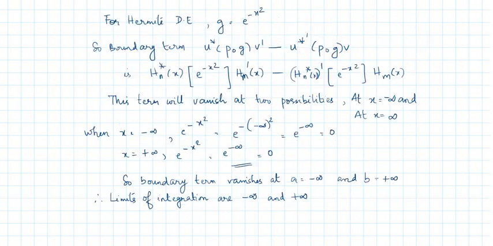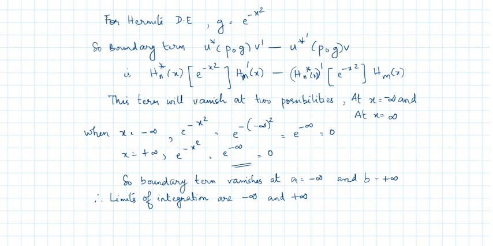Suppose we consider a specific case, that of Hermite differential equation, and there you see that the weight factor that is to be multiplied is e raised to minus x square. And if you write down the boundary term, it will be something like this: Hn star x e raised to minus x square Hm prime x minus Hn star prime x e raised to minus x square Hm of x, where Hn of x and Hm of x are solutions to Hermite differential equation.